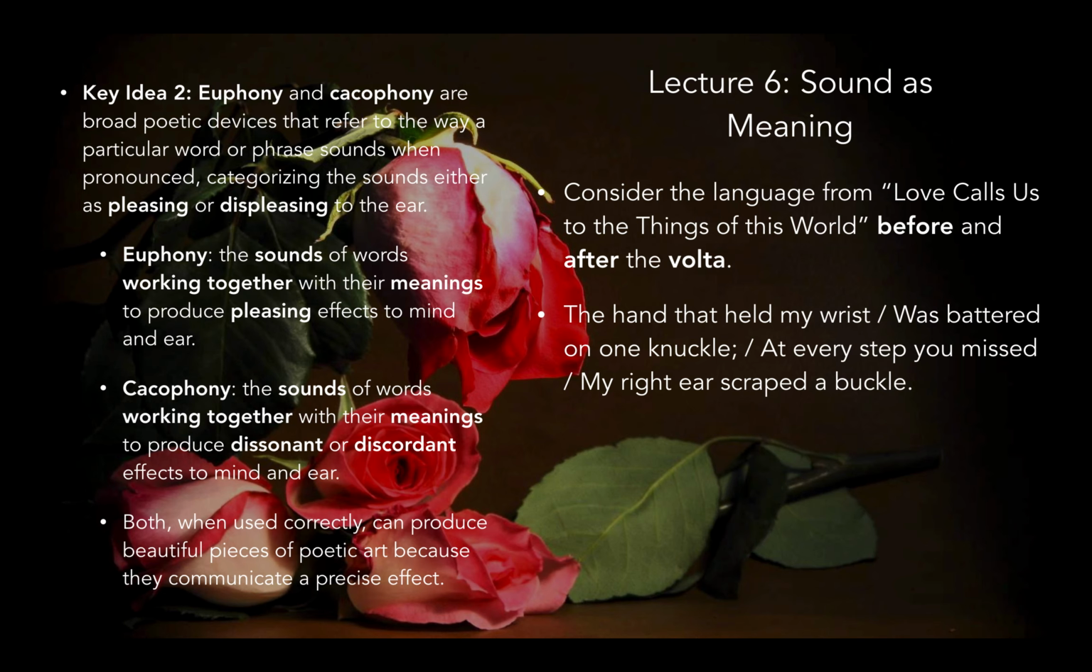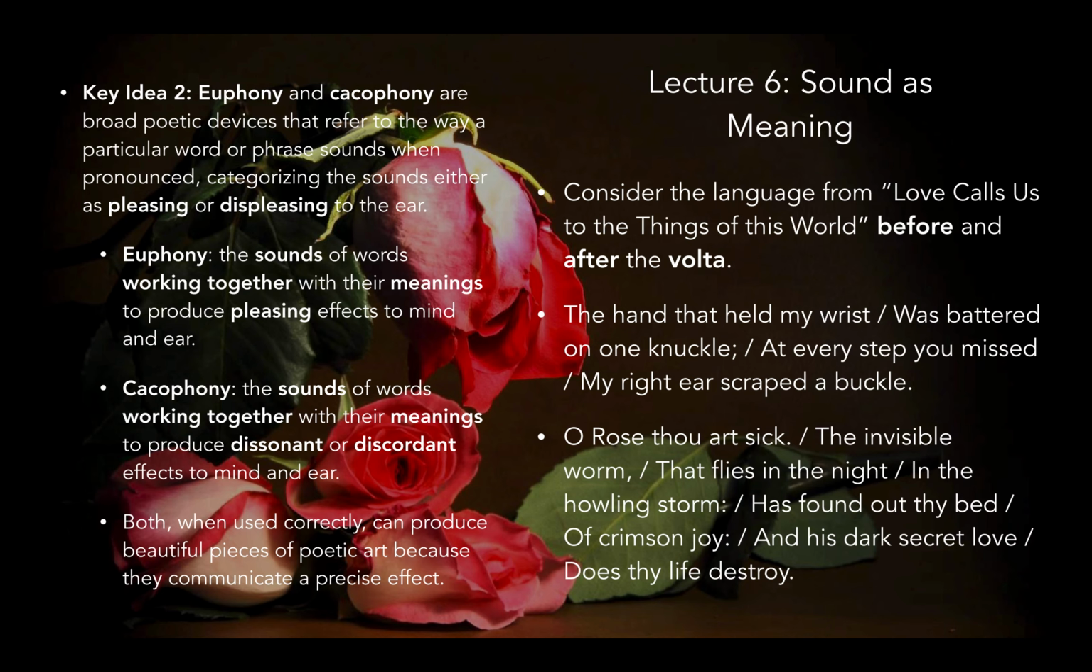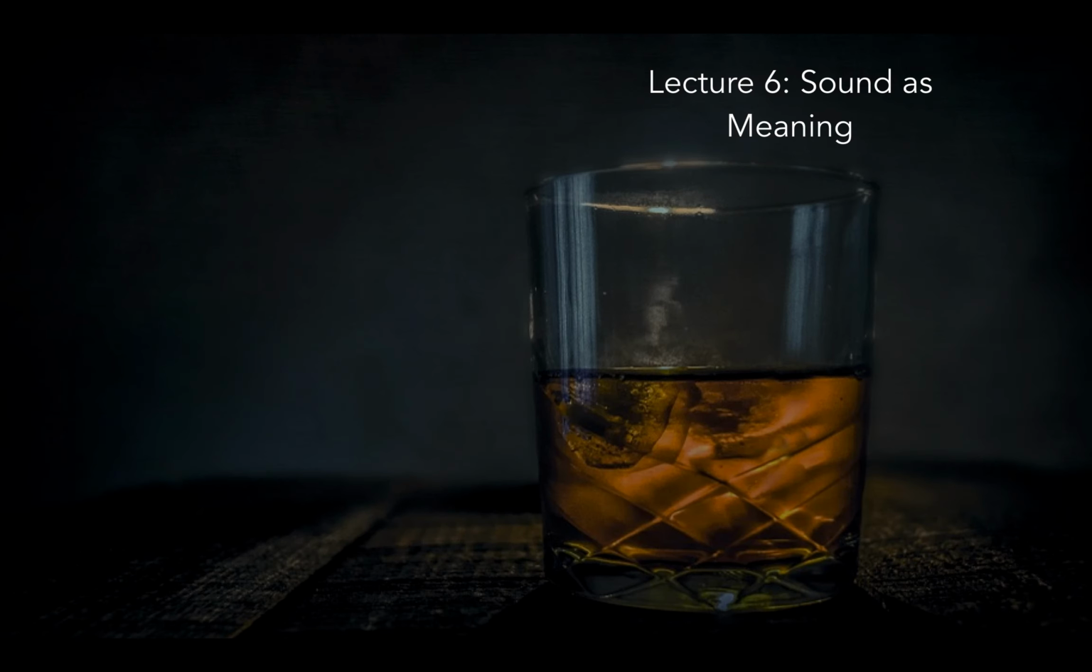We also see that in this line from Roth: the hand that held my wrist was battered on one knuckle, and every step you missed, my right ear scraped a buckle. Those harsh consonant sounds work in correspondence with the image in order to illustrate and evoke the significance of that line. We could also look at this quotation from William Blake, but we'll skip it for now and move on.